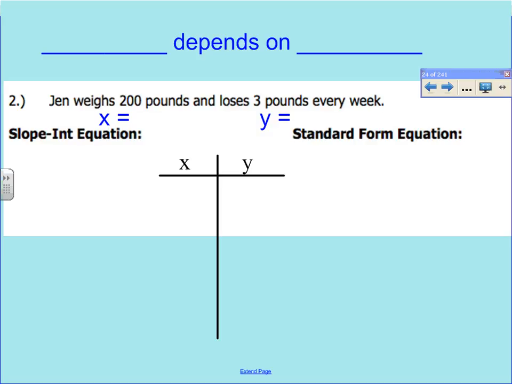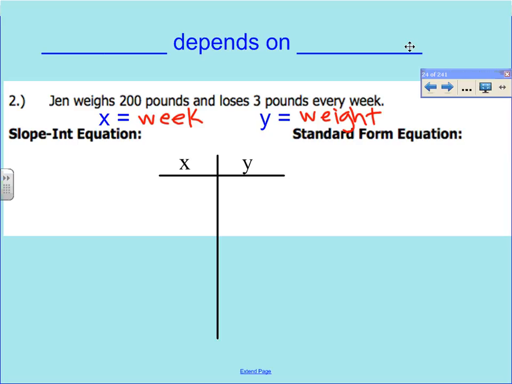Anyone want to try to tell us what is x and what is y in this problem? X is something you can't control, y is something you can control. Heather? X is week, and y is weight amount of pounds. Good job. So number 2, x is week, y is weight. X is week because that's something you cannot control. Y is weight because most people can control that, right? Unless you have a health issue, but most people can control that if you exercise.